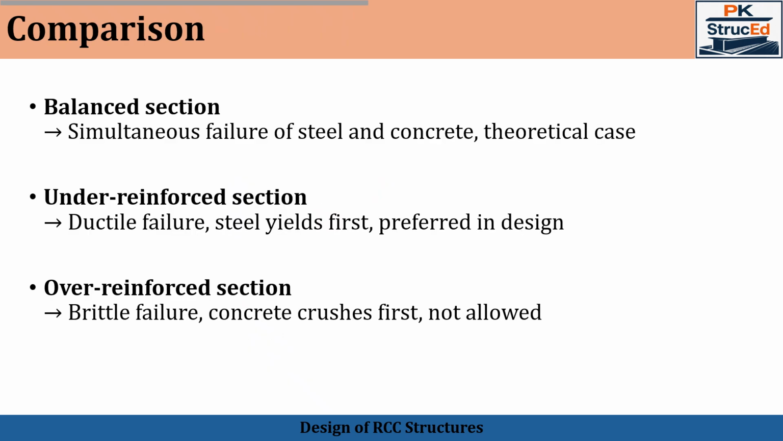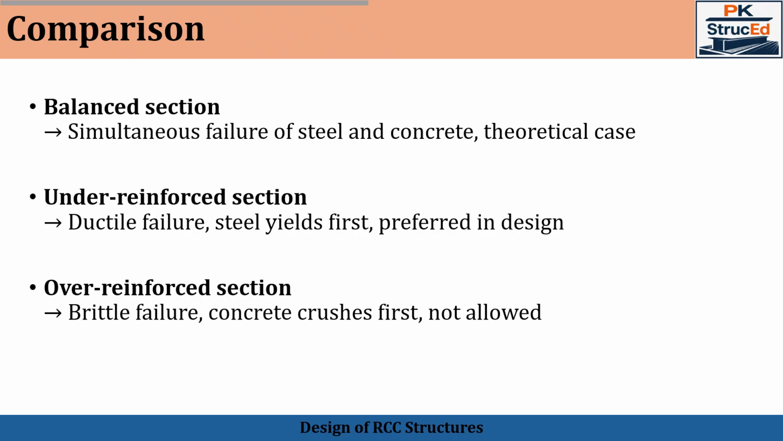Now let us compare the three types of sections. The under reinforced section will result in ductile failure wherein the steel yields first, which is preferred in design. In the case of the balanced section, simultaneous failure of steel and concrete will occur, which is a theoretical case. On the other hand, in the over reinforced section, there is a brittle failure in which the concrete crushes first, which is not allowed in practice. This comparison clearly shows why under reinforced sections are recommended.